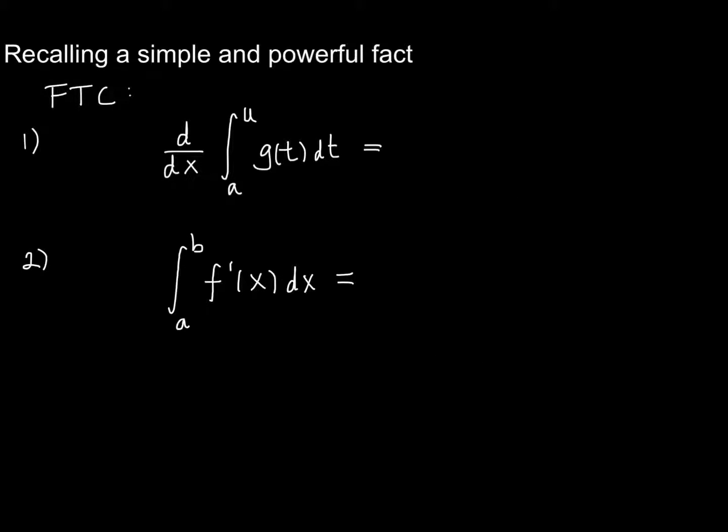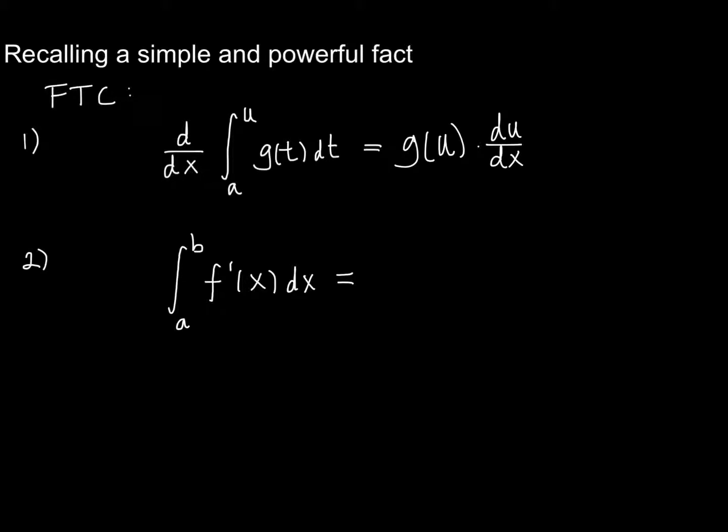Before we get started, I want to hammer home once more the most important, simple, and powerful fact that we have learned thus far, the fundamental theorem of calculus. Here, u is a function of x, and if I'm taking the derivative with respect to x of the integral from a to u of g of t dt, remember, this here is the antiderivative. So when I take the derivative of the antiderivative, pretty simple. G evaluated at u times the derivative of u with respect to x.